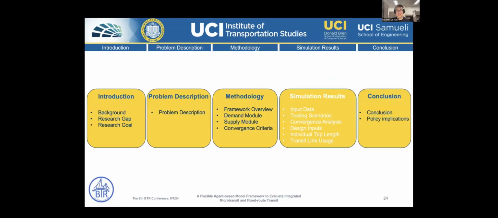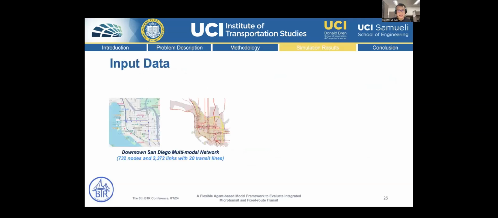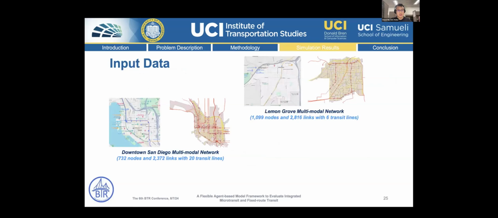So let's look at some of the simulation results. We test our framework in two different areas. One is downtown San Diego, which has a better, more convenient transit network. And then Lemon Grove, which is another small city in San Diego County here in California, so it has a kind of poor transit network. So based on these two results, we could see what might be the best for different transit areas.